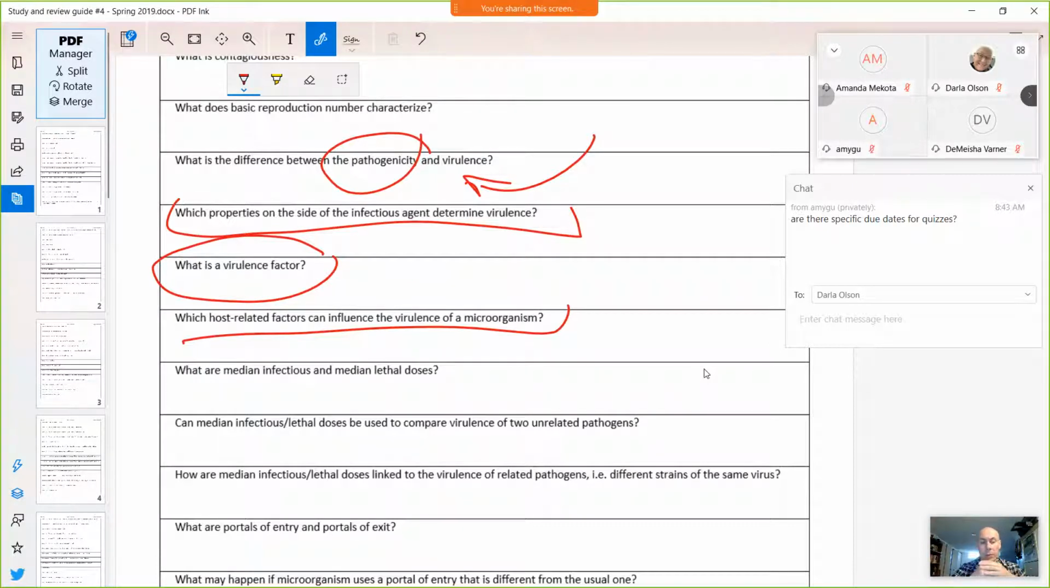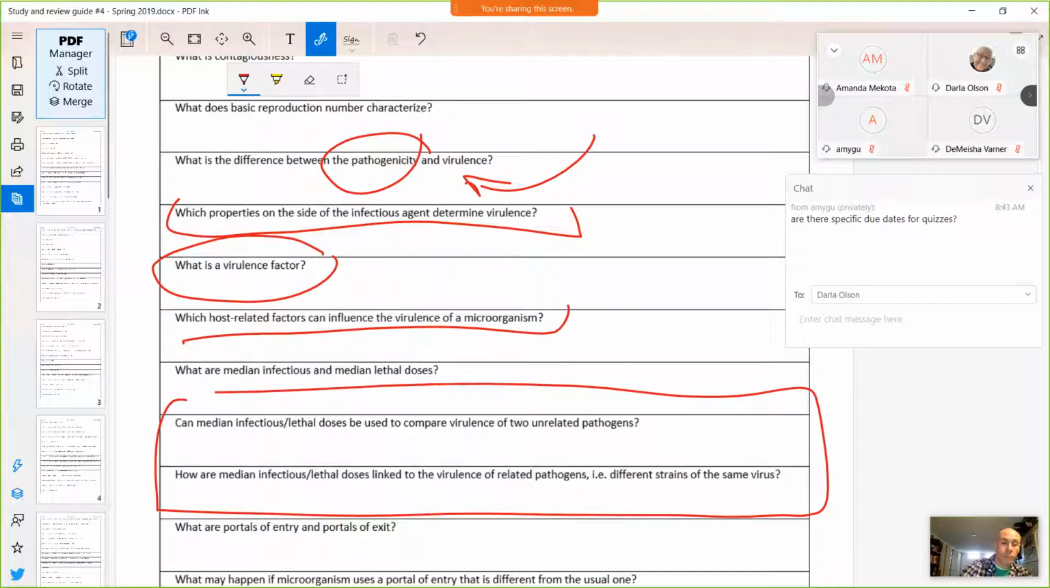Median infectious, median lethal dose. You have 100 people, you give a median infectious dose, you can expect 50 people get sick. If you give them all median lethal dose, you expect 50 out of 100 to die, okay? Now, two questions, we discussed it with Demisha the other day. Can you compare the virulence of two unrelated pathogens like a virus and a bacteria using median infectious or median lethal dose? The short answer is no, you shouldn't. Let me show you.